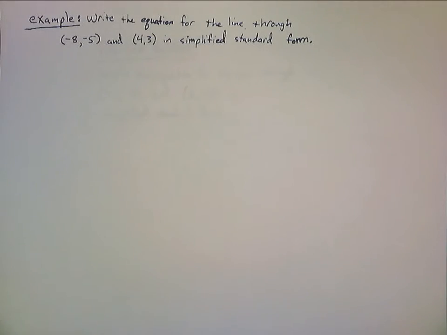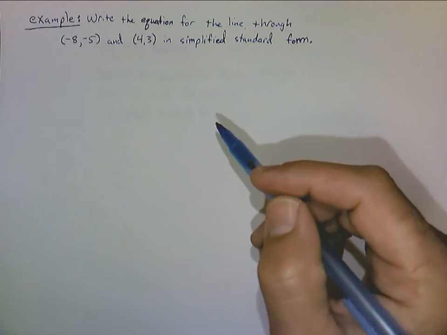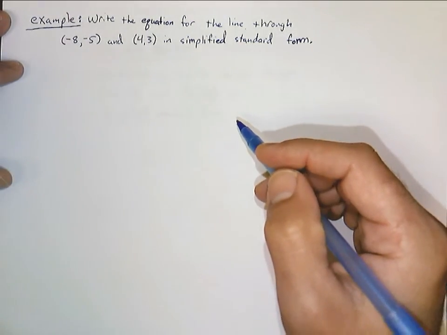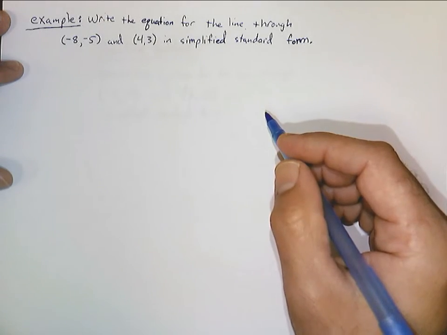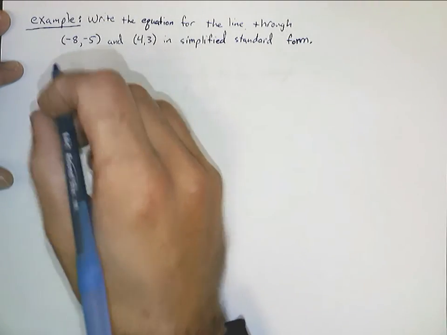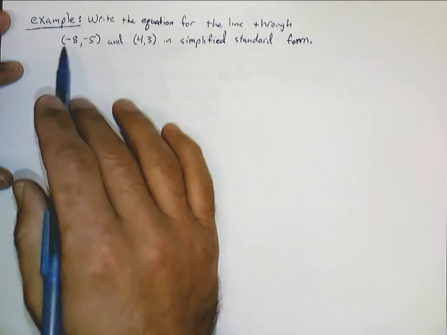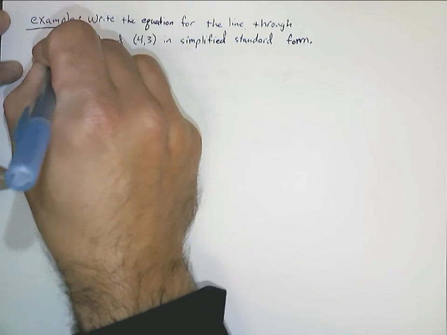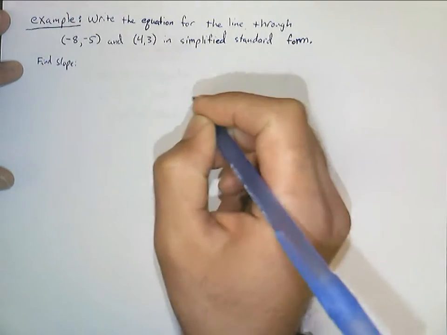And so we want to write the equation for the line through these 2 points, -8, -5, and 4, 3, in simplified standard form. So the way we're going to start out is by writing point-slope form, because point-slope form is really easy to write. So for point-slope form, we already have 2 points. We could choose either one, but we still need to find the slope. But we know how to do that.